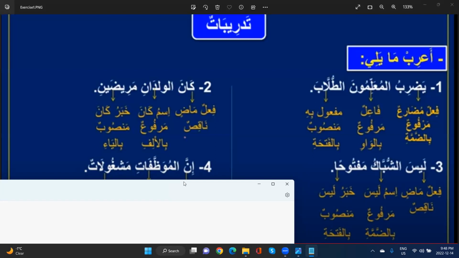And mashghulatun is a khabar. It's ismu inna, khabru inna, right? Is the khabru inna supposed to be rafa or nasab? Rafa. No, khabru inna is marfu, right? Ismo inna is nasab and khabru inna is rafa. MashaAllah, you didn't fall for the trap. That's very good. So ismu inna is nasab and khabru inna is rafa.